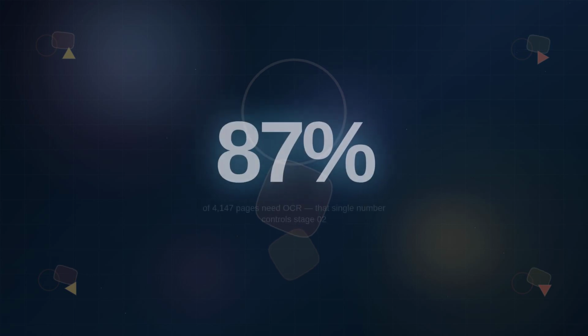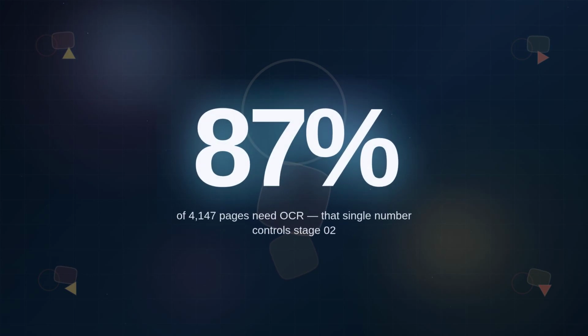I want to stop on this number for one slide because it is the kind of number you only learn by actually running the code on the actual files. Going in, my mental model said about half the PDFs would be digital and about half would be scans. The reality is much worse.